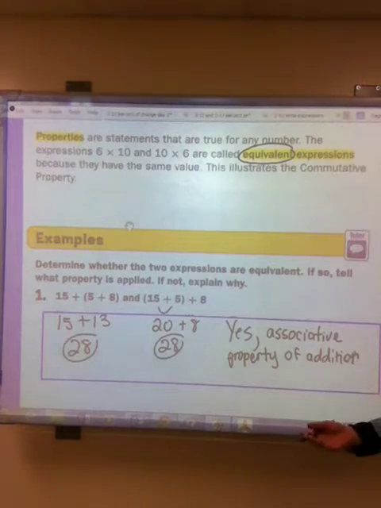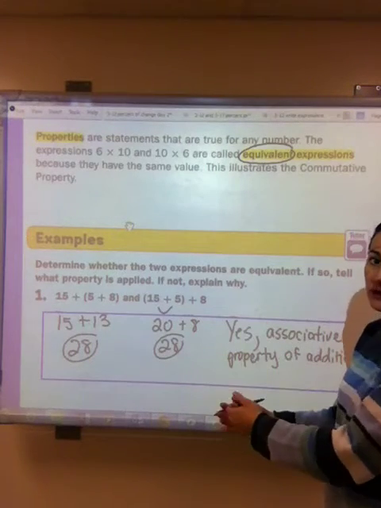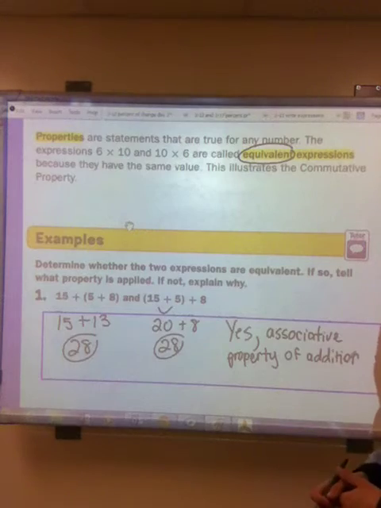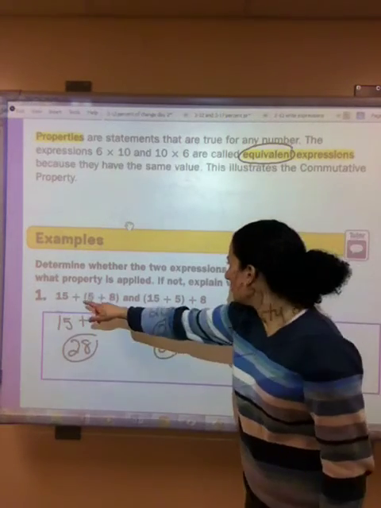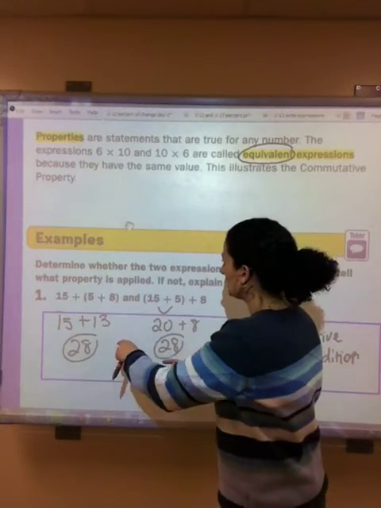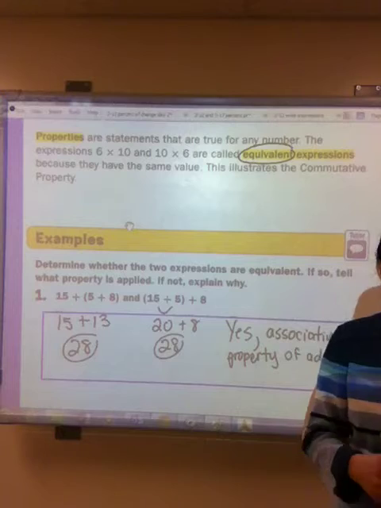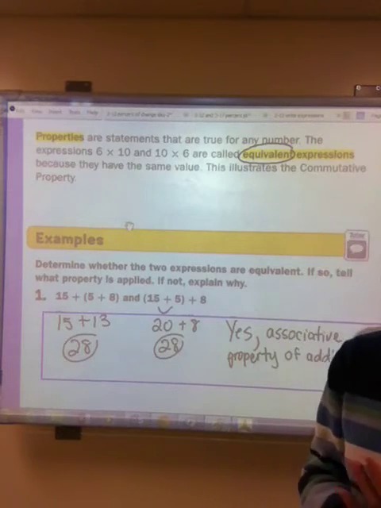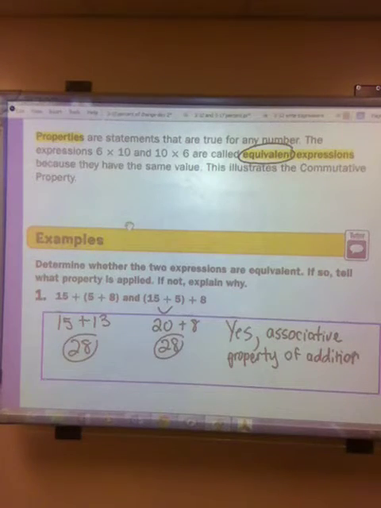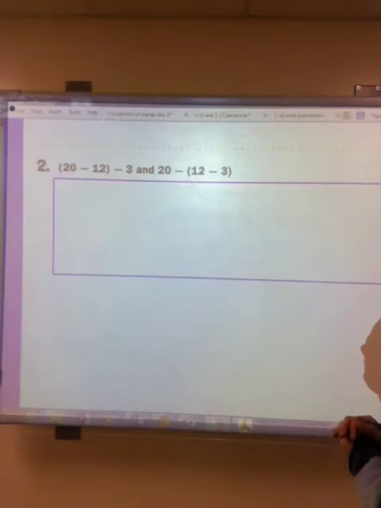So the idea is that you don't actually have to solve. You don't have to actually compute anything if you know the property rules. If you know that, well, these are the same exact numbers on both sides. The only thing changing is the parentheses are moving. This is the associative property. It doesn't matter how I group numbers when adding or multiplying, I'm going to get the same answer. So these expressions are equivalent. I'll show you 3 more and then we're going to be done.